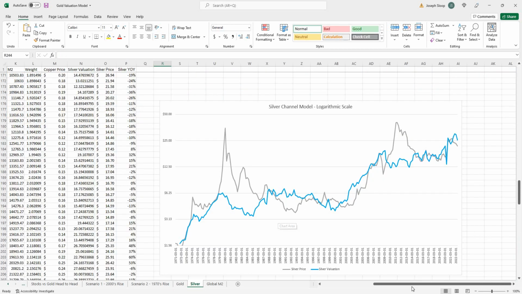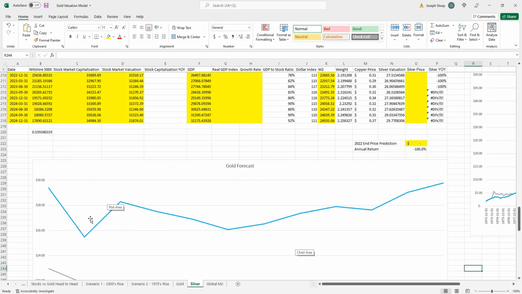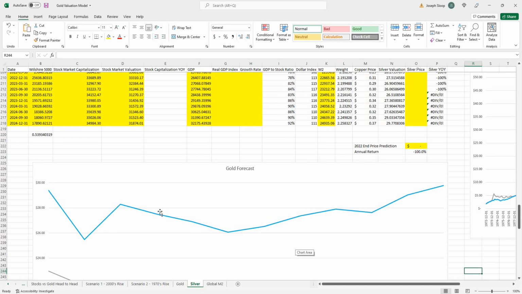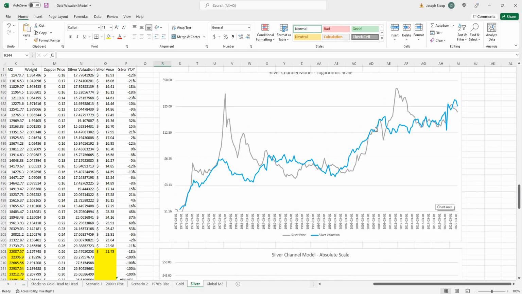We'll see similar trends happen with silver, okay? So silver right now is forecasted to bottom out at around $25 to $26 and then slowly push up. Now, silver's trading at more of a bearish discount to its valuation, which makes silver a little bit more lucrative than gold, relatively speaking.